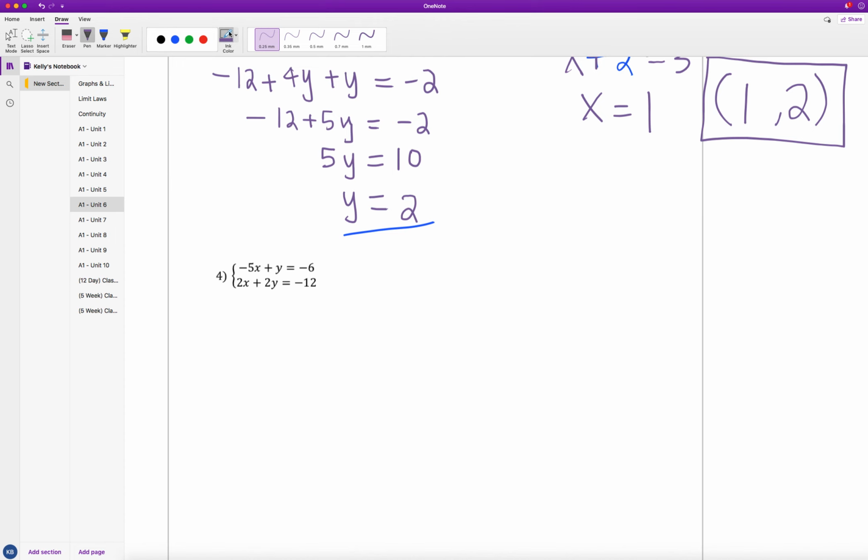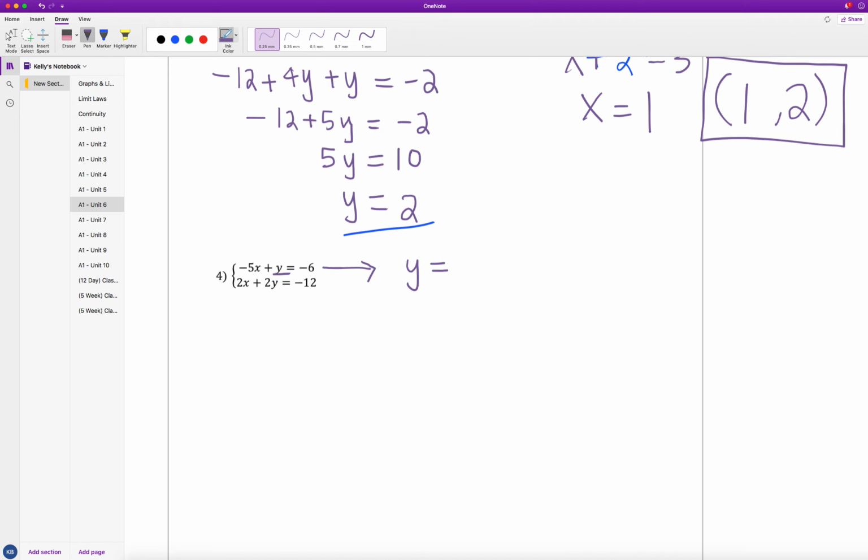So in my opinion, the easiest variable to solve for would be y in the first equation, since the only coefficient in front of it is a 1. I could solve for the x in the first equation or x or y in the second equation. I'm just noticing that it's going to be a little bit less work to solve for the y in the first equation. So I'm going to go ahead and do that.